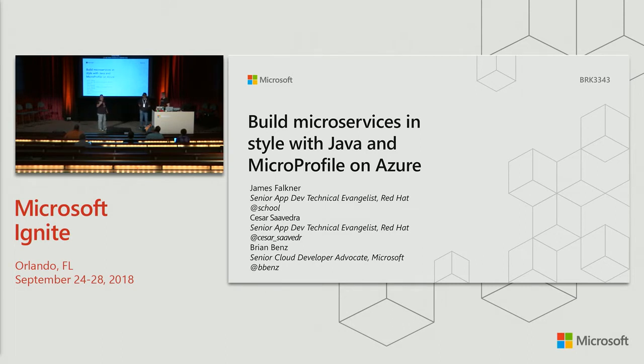But today we're going to talk about something completely different for an Ignite conference. I guarantee you've never seen this material before at Ignite. Microservices in style with Java and MicroProfile. My name is Brian Benz. I'm a cloud developer advocate at Microsoft. And Cesar Saavedra, I'm an app dev evangelist with Red Hat. And James Faulkner, also with Red Hat, app dev technology evangelist. And welcome.